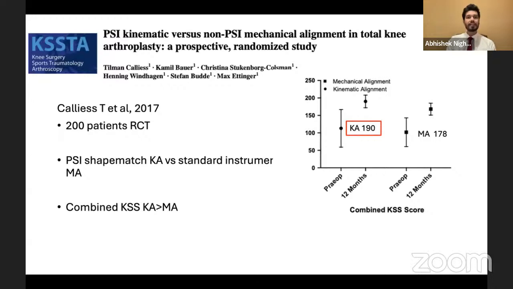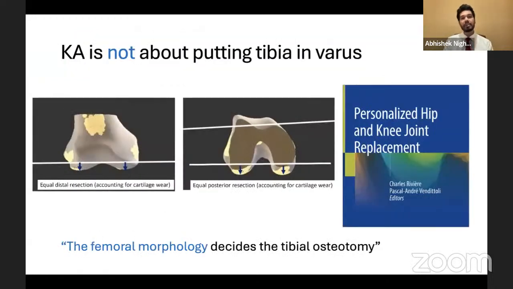Let us look at another study in the year 2017 published by Callis et al., which was a 200-patient RCT, which said that the Knee Society score was significantly better in the kinematically aligned knees as compared to the mechanically aligned knees at 12 months. But when we look at kinematic alignment, we always think of tibia in varus. Well, kinematic alignment is not about putting tibia in varus. It is actually the femoral morphology that decides the tibial osteotomy.